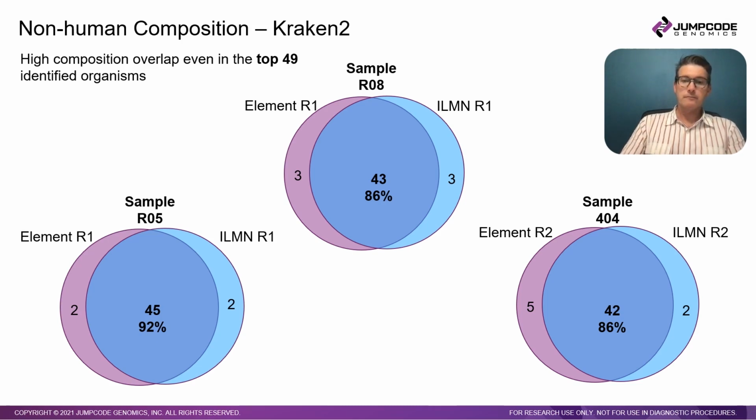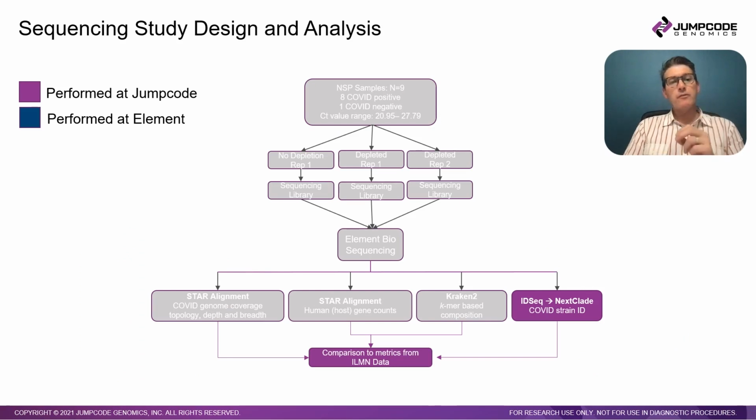We took the data from the Element platform, put that into IDseq, now CZID, and then the output of CZID into Nextclade to identify the COVID strain from that sample. We can then compare the strain call to that we saw from the Illumina data.